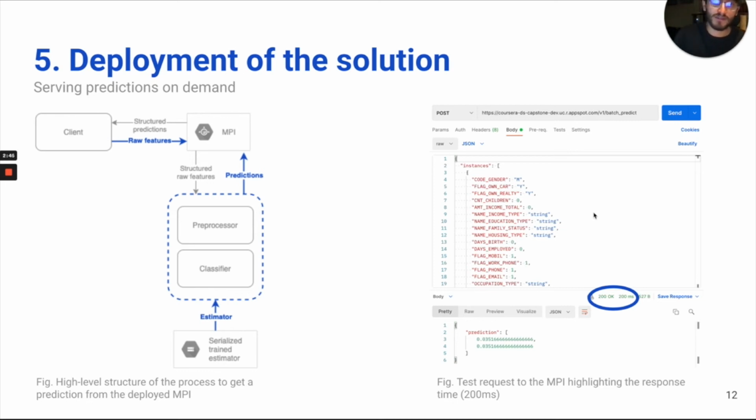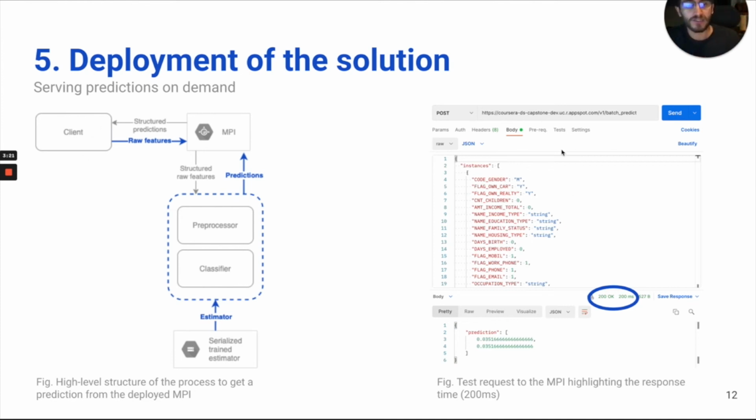Regarding the deployment, on the left side you can see the structure of how you get a prediction from the API that I deployed. You send the raw features, you then through the API send the structured raw features to the preprocessor and the classifier, which are loaded as a serialized file from cloud storage, and they send back a prediction to the API, and the API answers with a structured prediction to the client that is requesting the predictions.